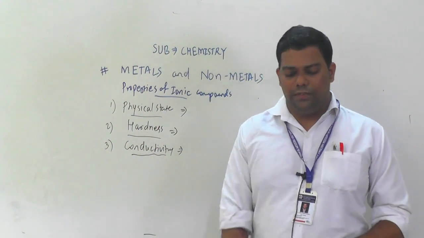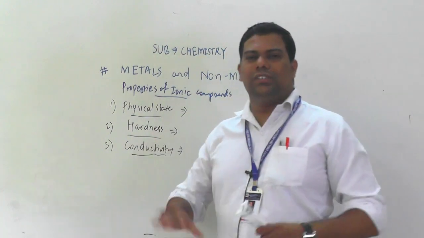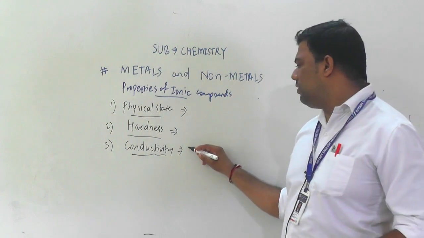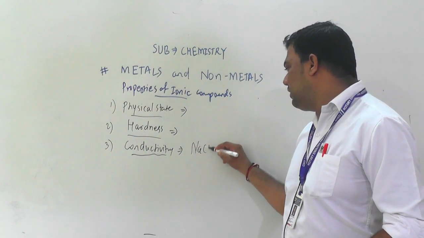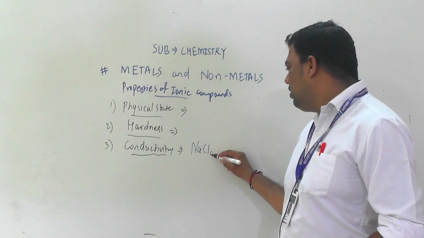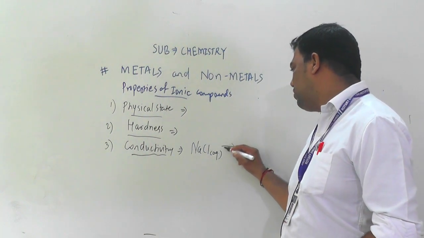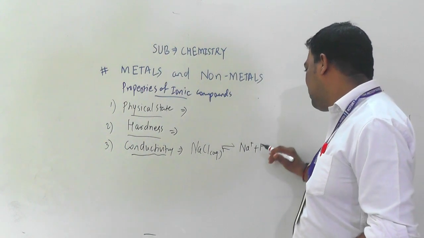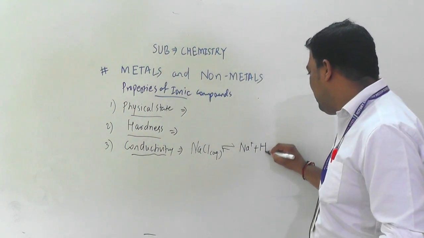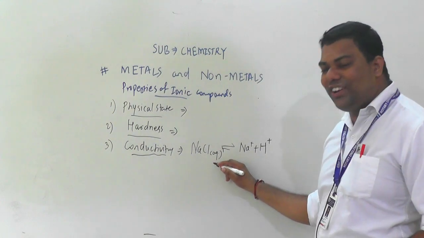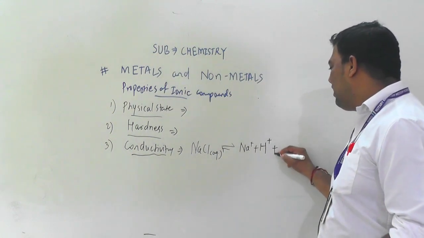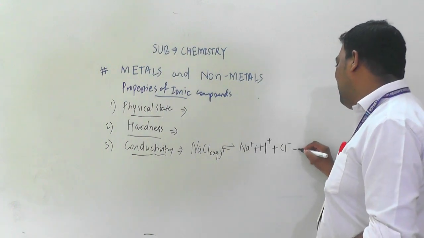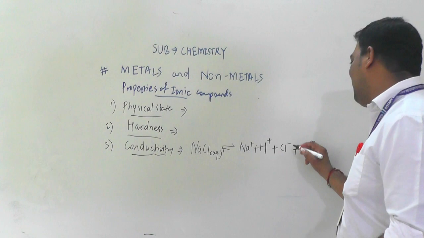Suppose we dissociate these two things, what will happen? See here, in conductivity, NaCl is an ionic compound in the aqueous state. It is dissolved in water, so I am writing Na+ and H+, the positive part, then Cl- and OH-.